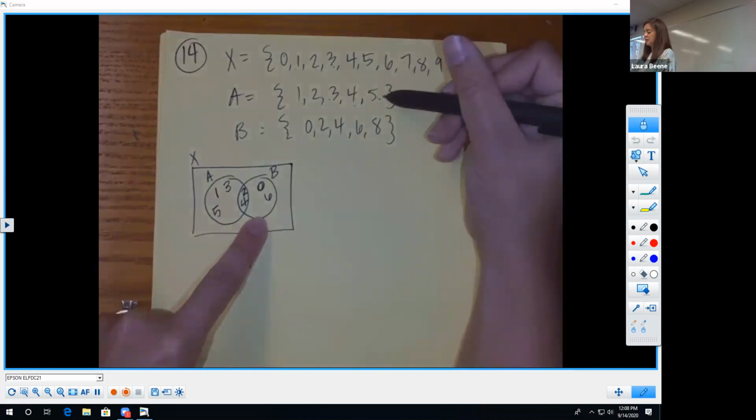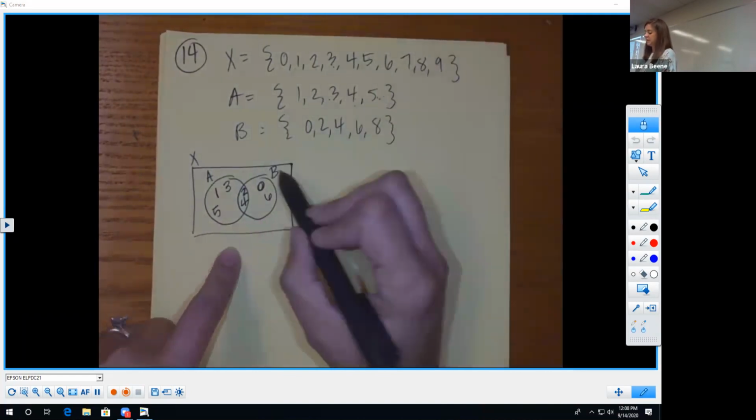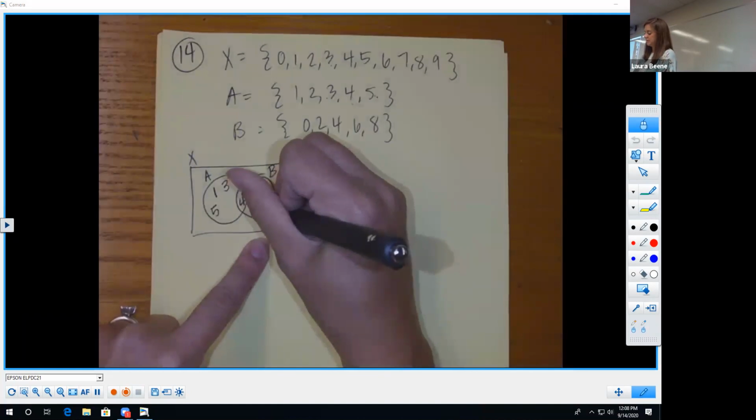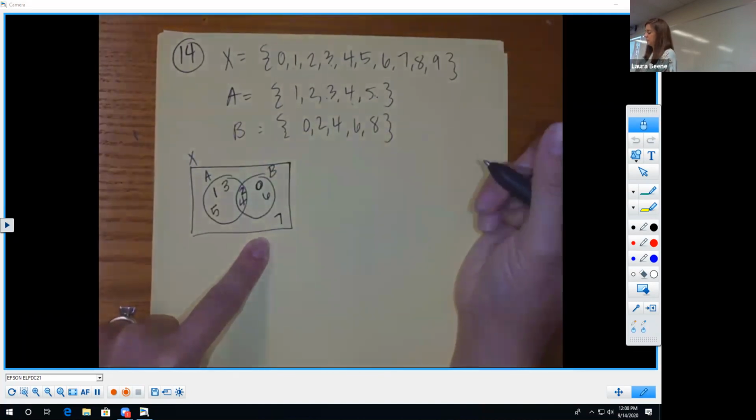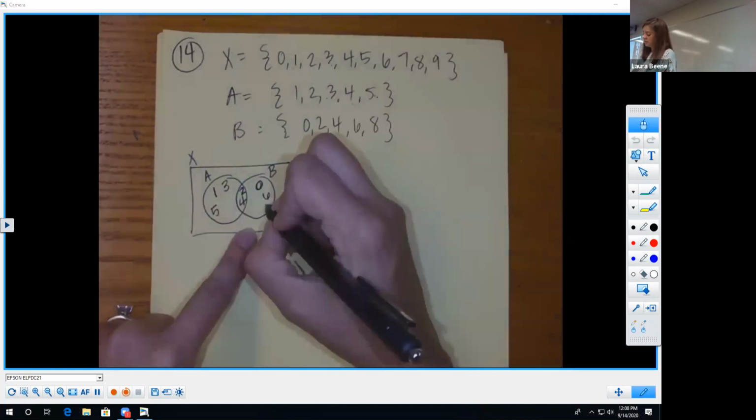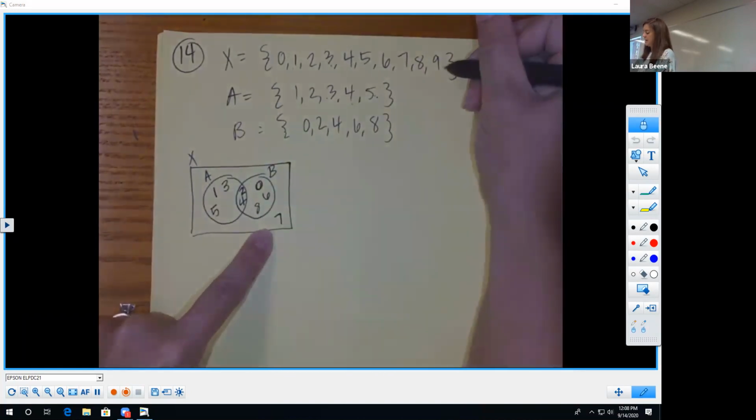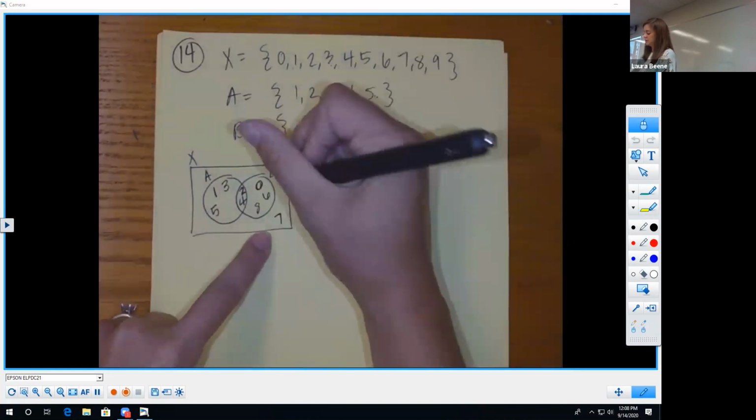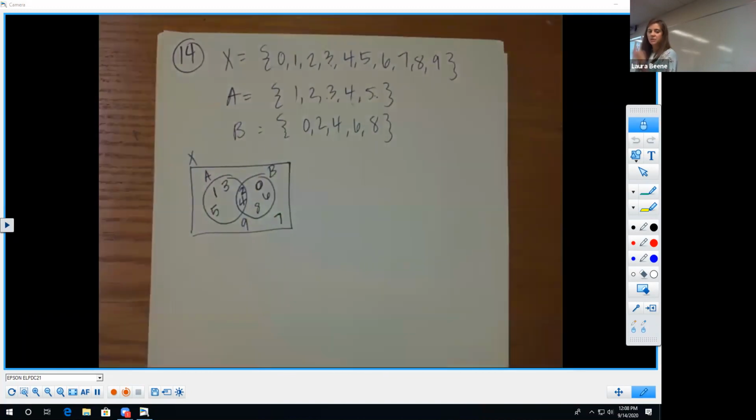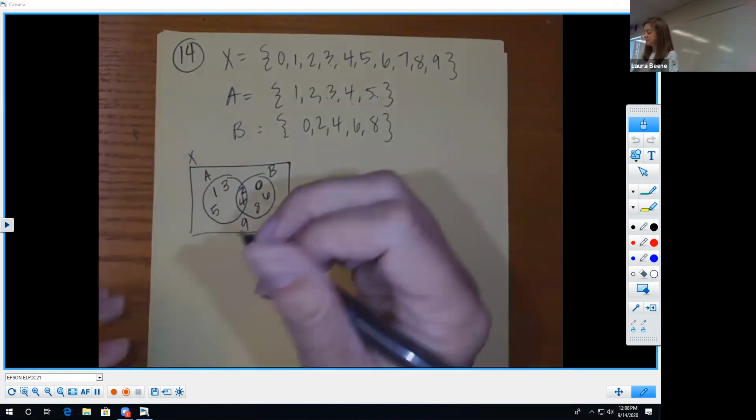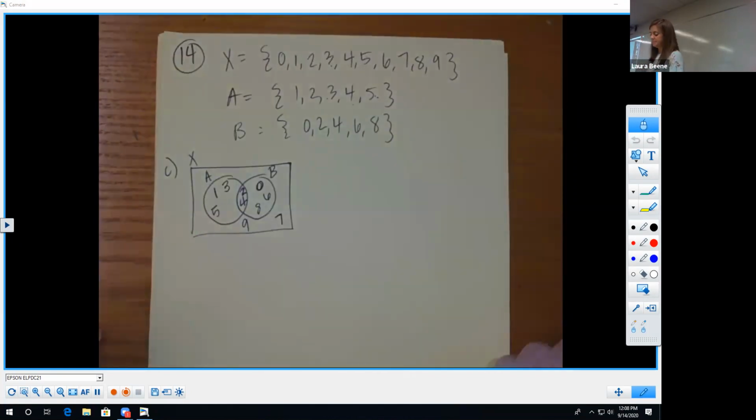Number 7 is not in set A or set B, but it needs to be in this box, so it's going to be on the outside somewhere. 8 is only in B, and then 9 is not in A or B, so it's also going to be on the outside somewhere. It doesn't matter where, just put it anywhere on the outside. So that was part C, drawing the Venn diagram.